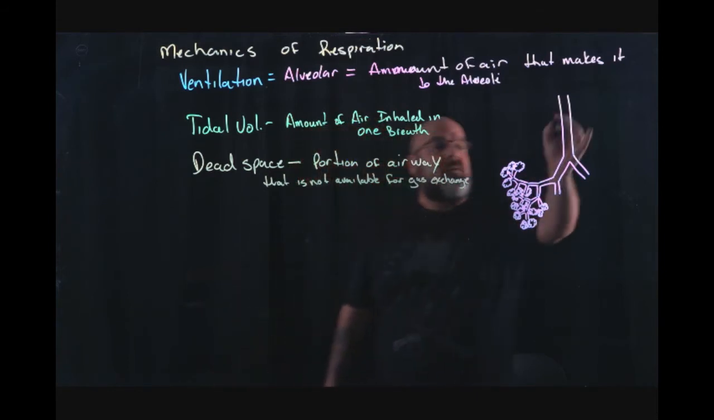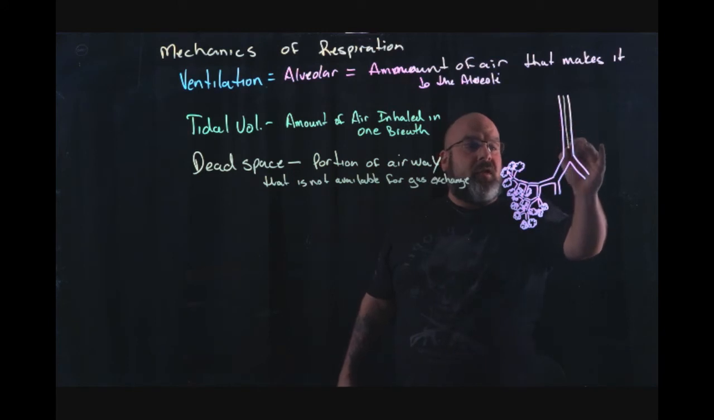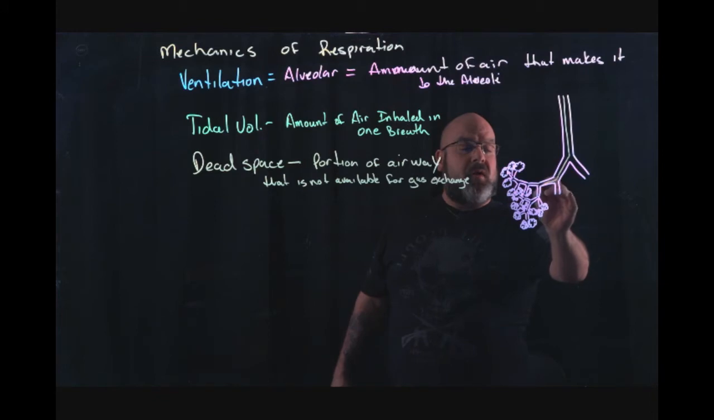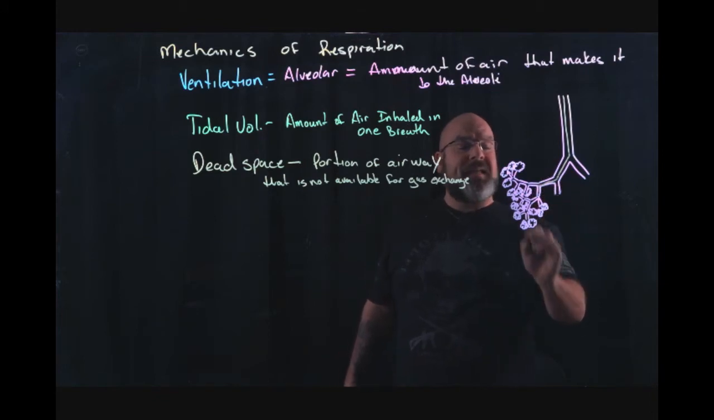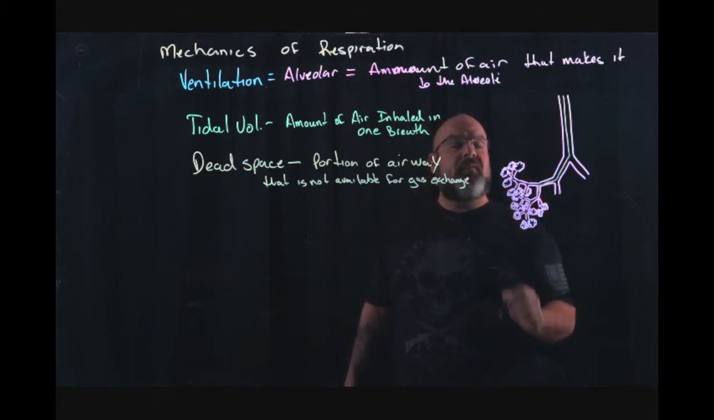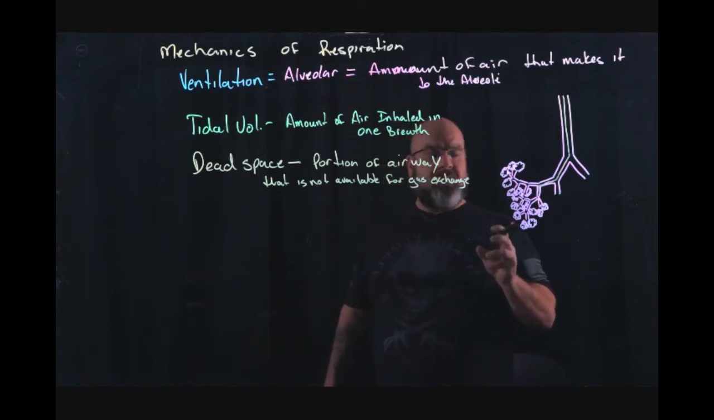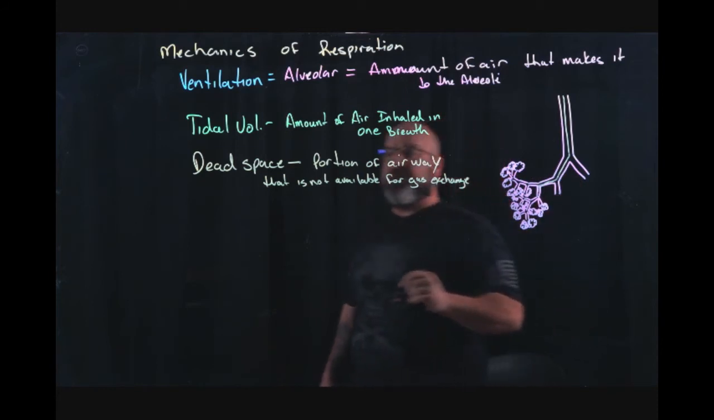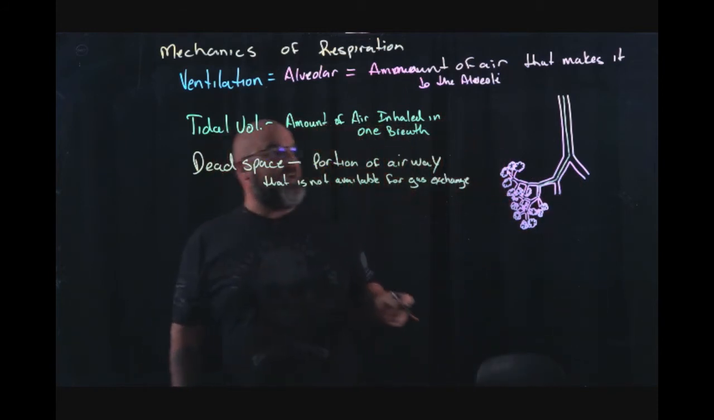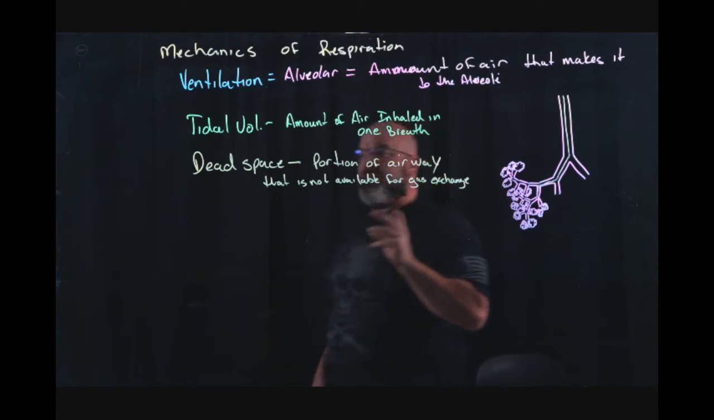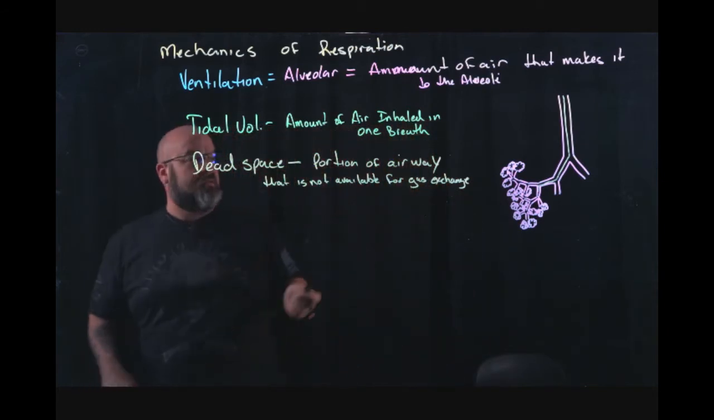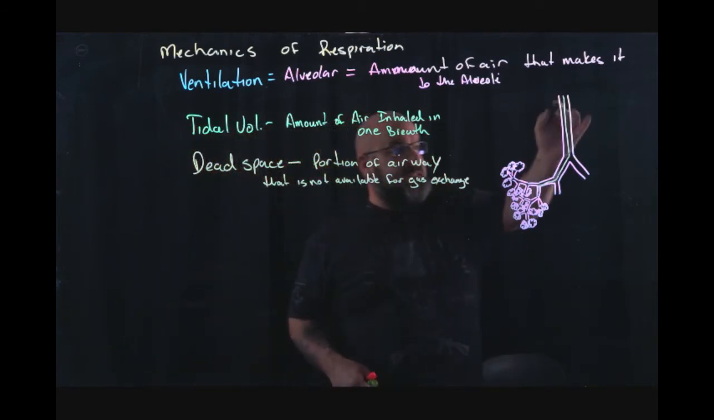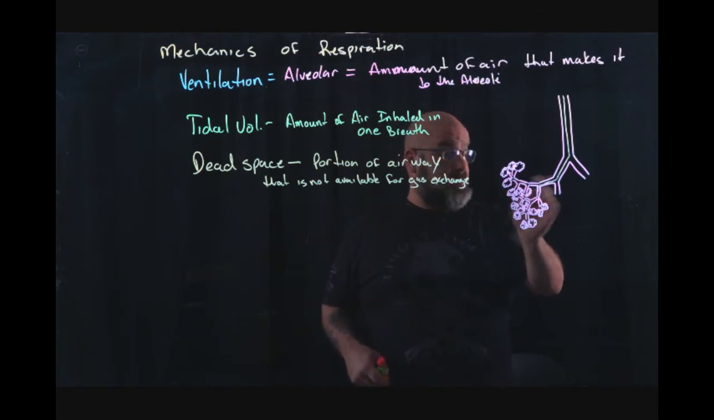So, for example, the trachea, the main bronchus, the bronchioles, until they break down into the alveolar sacs and you have that capillary bed around the alveolar sac, that is all dead space. That is all air that is drawn in that does nothing more than sit in this space for that second before it's pushed back out.